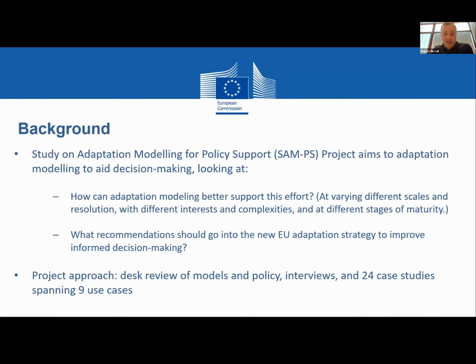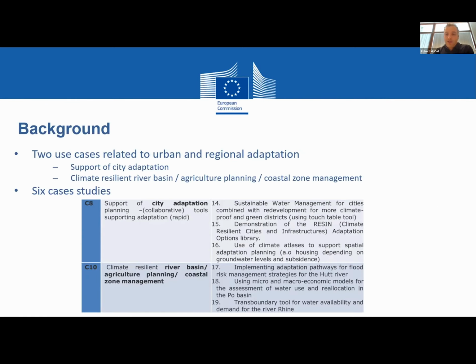As part of the project, we've been working on a desk review of models and policies. We've looked at 24 different case studies spanning 9 use cases. Of those use cases, 2 are related to urban and regional adaptation: support of city adaptation, and climate resilient river basins and agriculture planning and coastal zone management. As you've seen earlier today, there were six case studies related to those in groups C8 and C10, and we'll be looking at some of those today and discussing them in more detail.